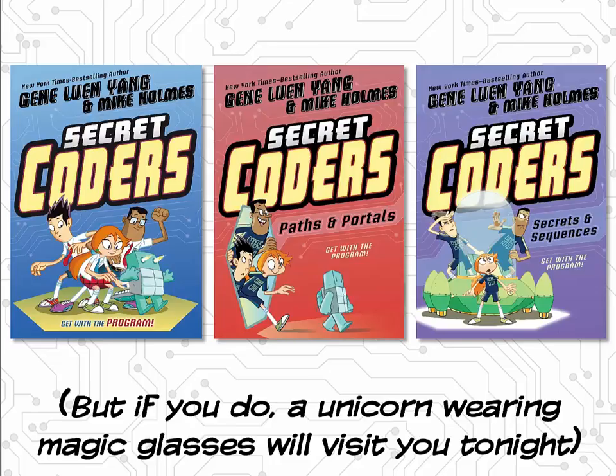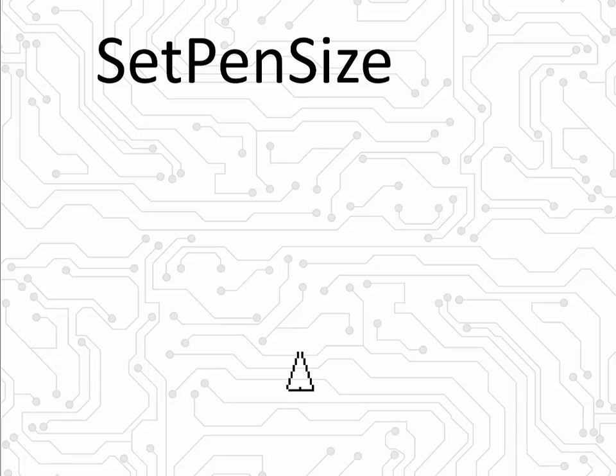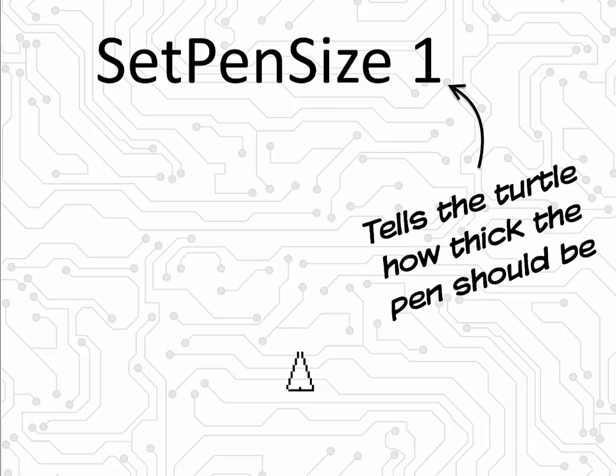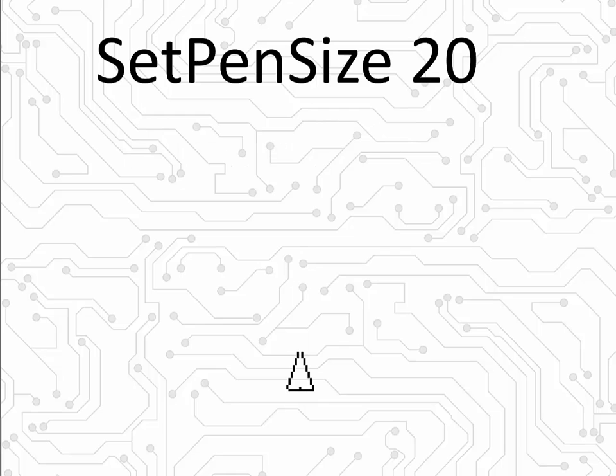Before we begin, let me show you a neat trick. You can change the thickness of the turtle's pen by using a command called set pen size. Set pen size needs to be followed by a number. The bigger the number, the thicker the pen. If you use a small number like 1, the turtle will draw a very thin line. A bigger number like 3 will give you a thicker line. And an even bigger number like 20? Well, I wouldn't suggest it because the results would be bananas.